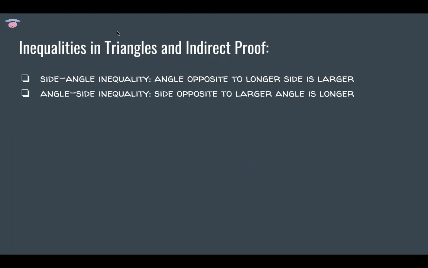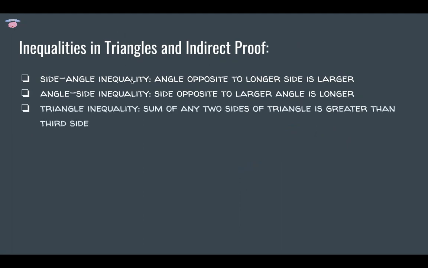So given the angle measures, we can order the lengths of the sides. Given the side lengths, we can order the measures of the angles. Pretty handy. Triangle inequality is probably the most famous. The sum of any two sides of a triangle is greater than the third side. So given this, A, B, and C, that means A plus B is greater than C. That means B plus C is greater than A, and that means A plus C is greater than B.